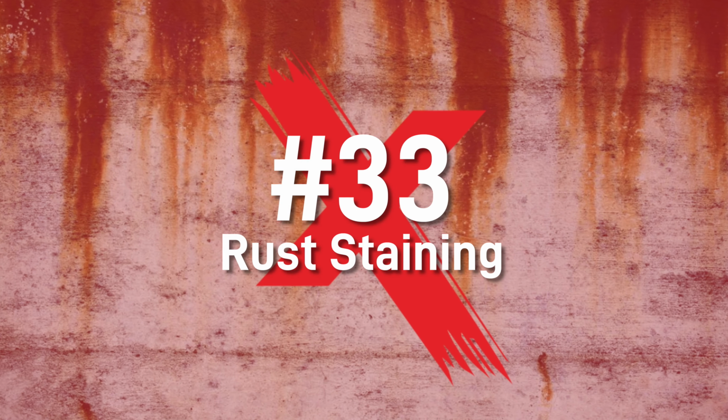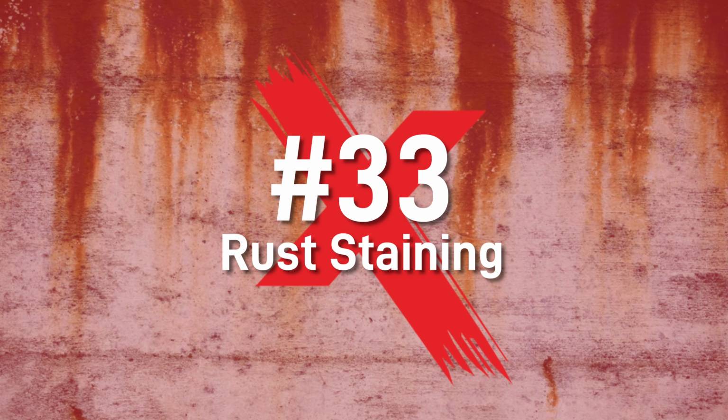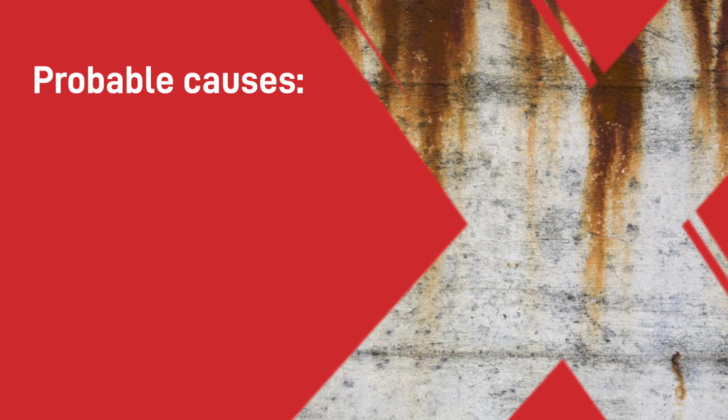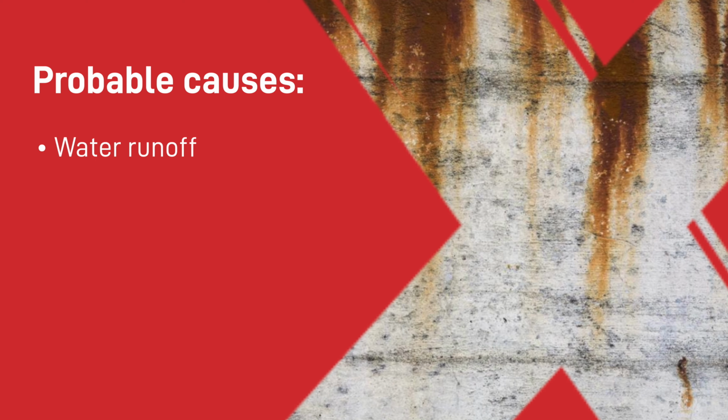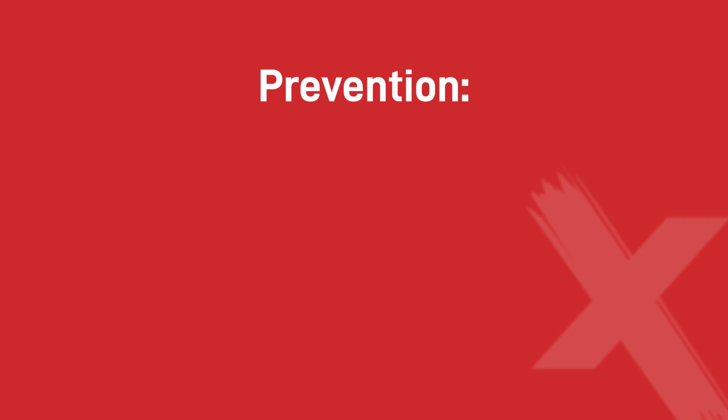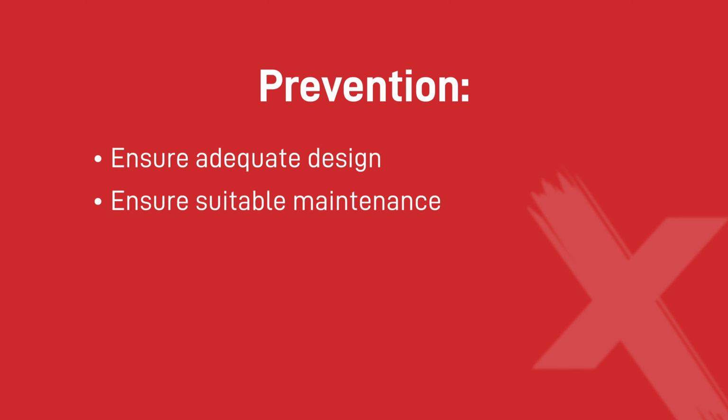At number 33, we are still with the rust family of issues. Rust staining can be caused by water runoff from a rusty surface above a soundly coated surface. Rust staining contaminates water and discolours other items or locations, usually more of an eyesore than a defect. The coating itself may not be defective, only stained, but in the painting world, that is still a problem to solve for the customer. A prevention on this is to ensure adequate design to stop water runoff and suitable maintenance of surrounding substrates.